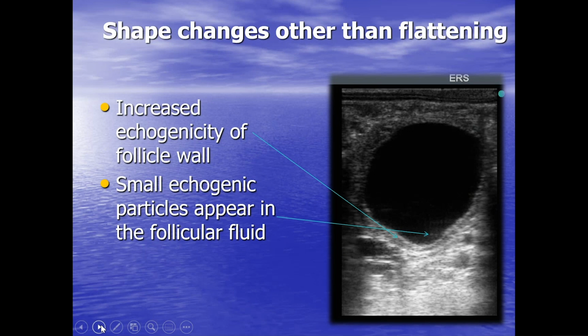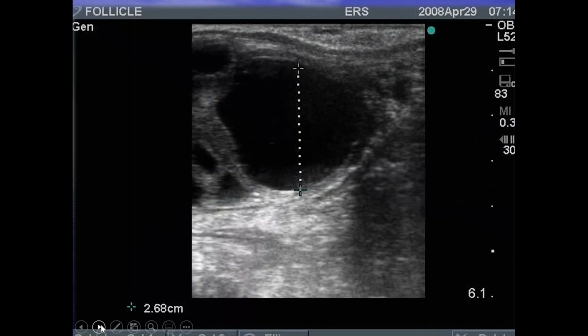But for now, I want to get the point across that in the immediate pre-ovulatory period, its shape changes, echogenic particles appear, the wall thickens, and the follicle flattens across the top, rather than it going from 38 millimeters to 41 millimeters. So I hope that makes sense.